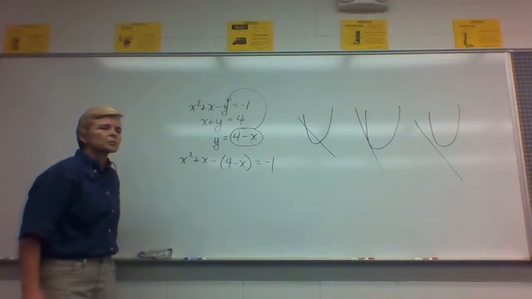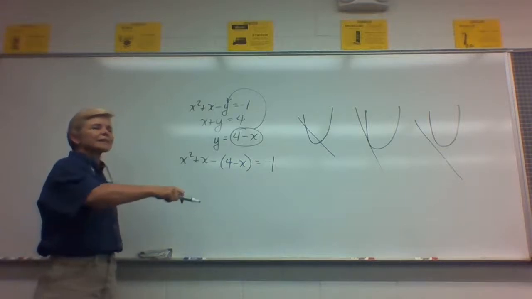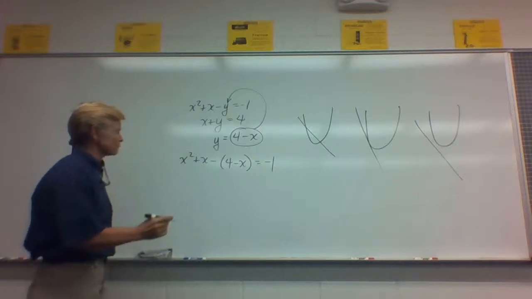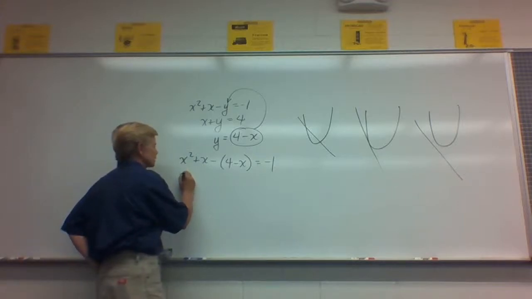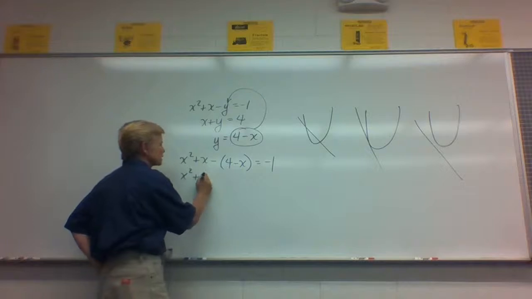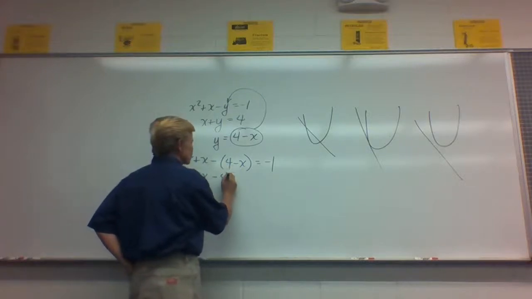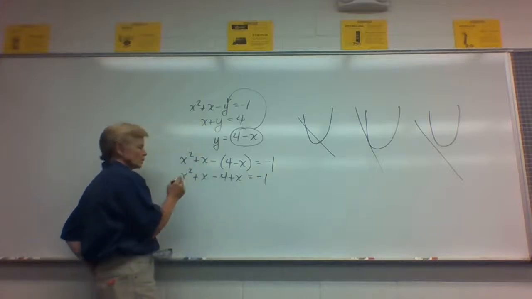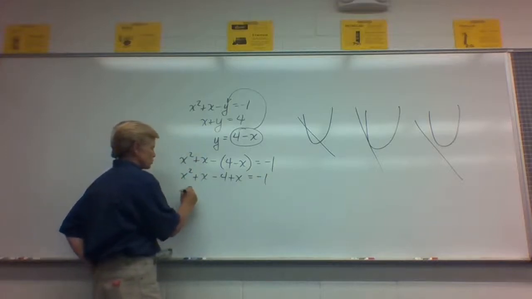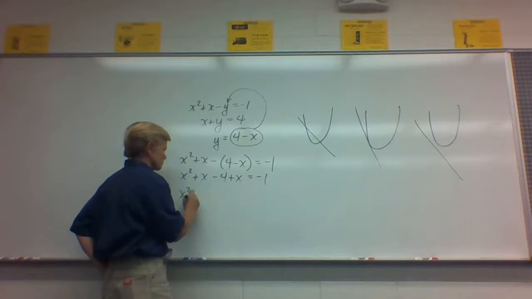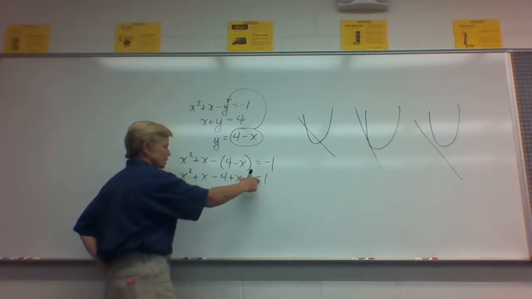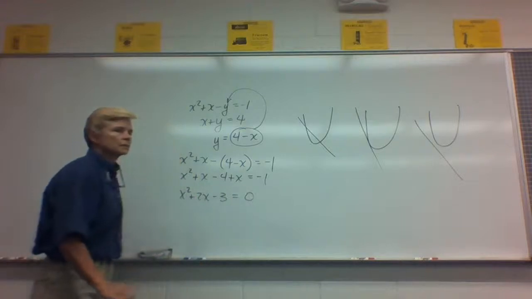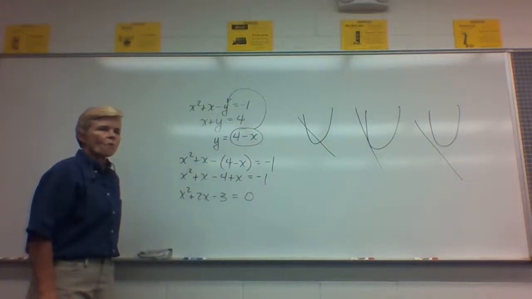All we have to do is clean it up and solve it. That's what you've been practicing the entire first 4 sections of this chapter to do. So I'm going to have to clean it up. I've got x squared plus x. I'm going to distribute this negative. It'll be minus 4 plus x equals -1. And I'm going to do two things at once here. I'm going to combine the x's, and at the same time bring the 1 over and add it. Did you catch that? Everybody okay on the algebra?